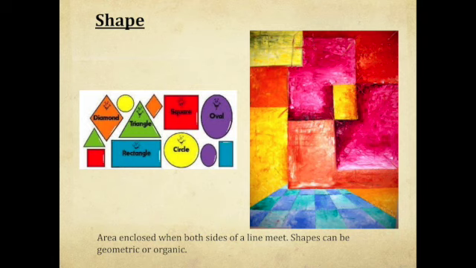Shapes. Shapes are an area that's enclosed, so it's a line that is connected all the way around. Shapes can be geometric or organic. This one always stumps students every year when I say shapes can be organic. I don't mean like organic produce. I mean they can be kind of a random shape. That's what we would call an organic shape.